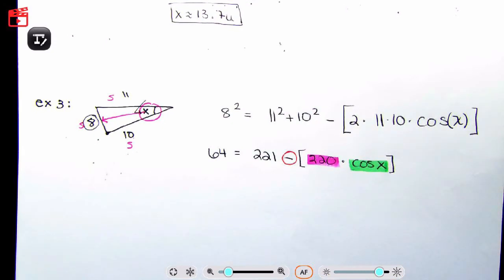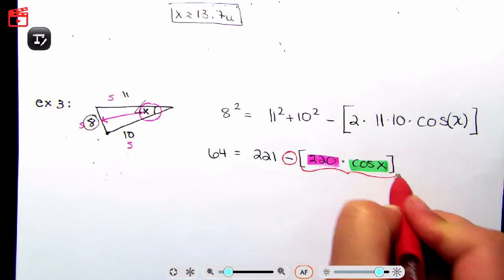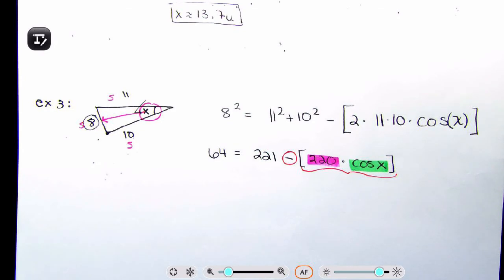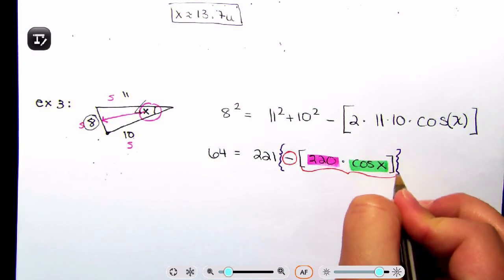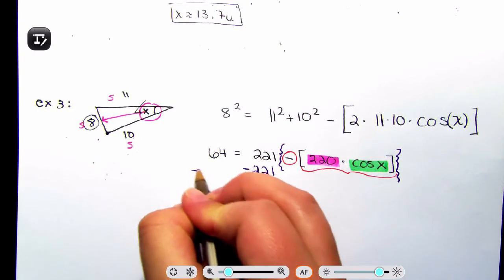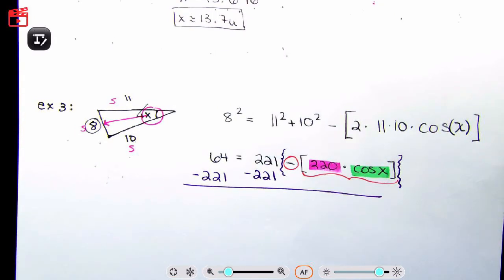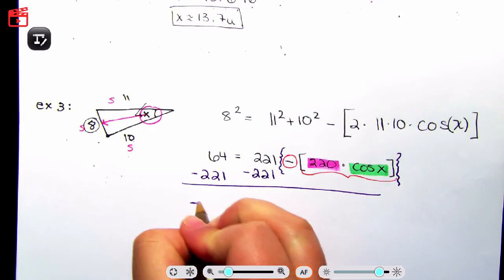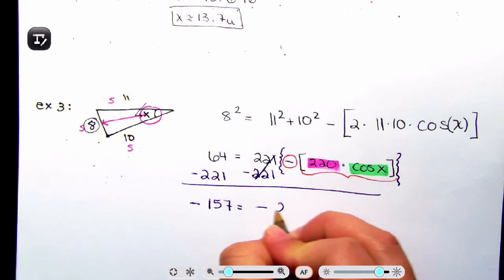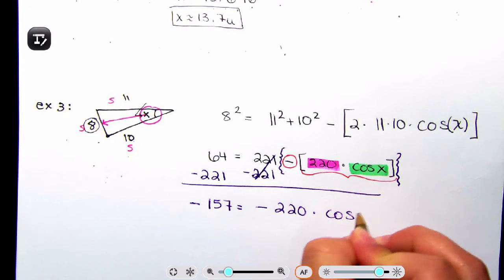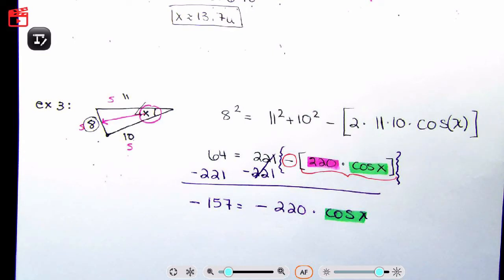So you're dealing with two things, technically three. This minus is saying all of this is a negative or has a negative attached to it. So in order to get all of this by itself, you're going to subtract this value of 221. So 64 minus 221 gives us negative 157. So now what are we left with? We're left with negative 220 times cosine of x. Remember that cosine of x, it's kind of on its own, but it is attached to multiplication.